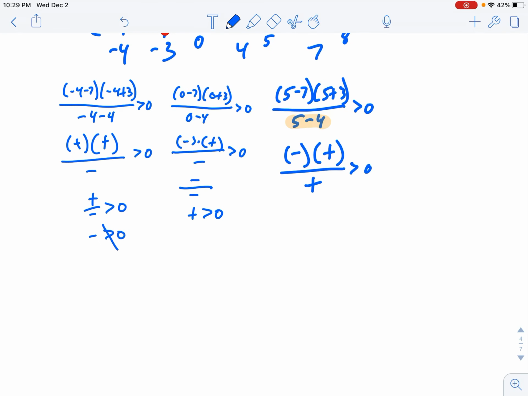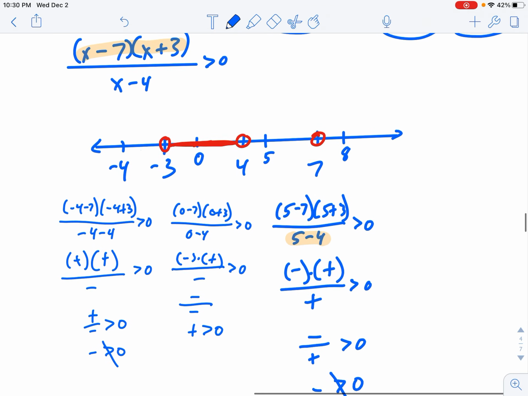All right, anyway, on top, negative times positive is negative. Negative divided by positive is negative. Is a negative greater than 0? No, it's not, so we don't color in that interval.